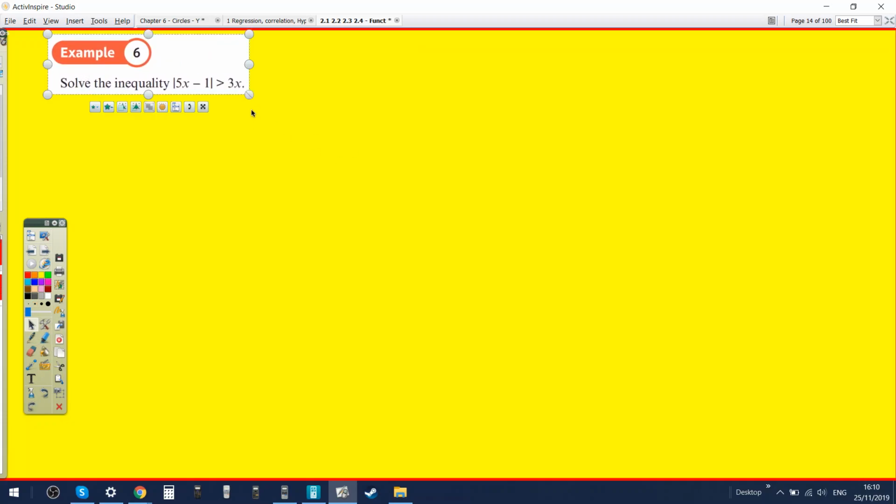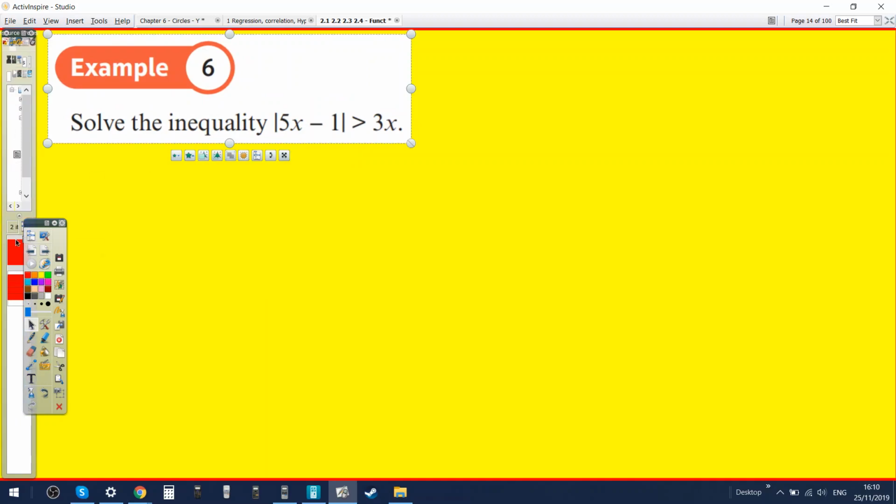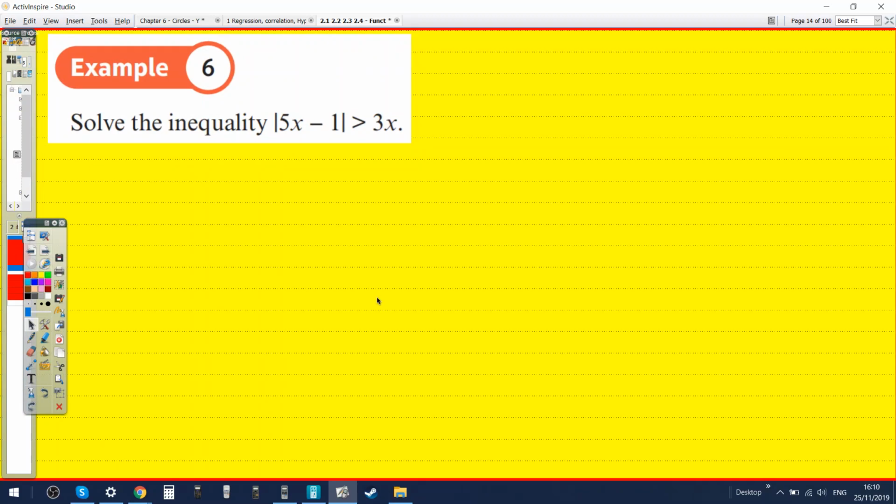Okay, how do we do this? Would it be the same? Remove the modulus. So it's 5x minus 1. And then the symbol. Greater than? Greater than 3x. And on the other one would be minus 3x. And I just want to show you something.